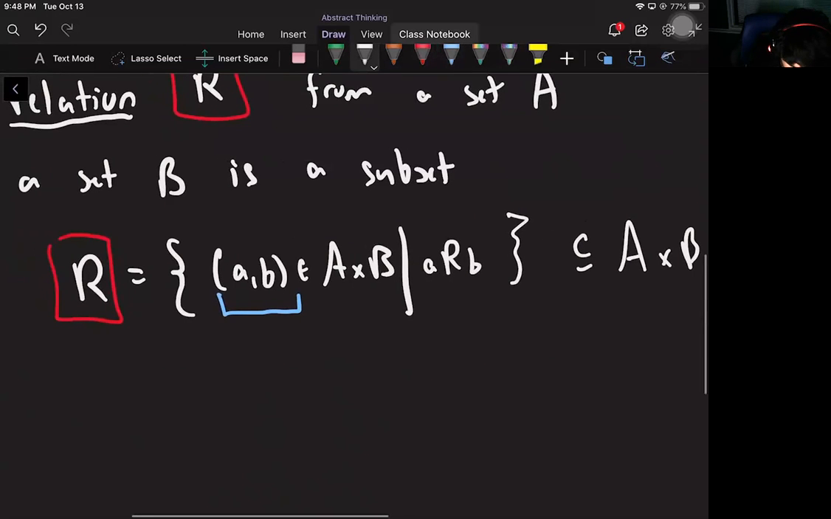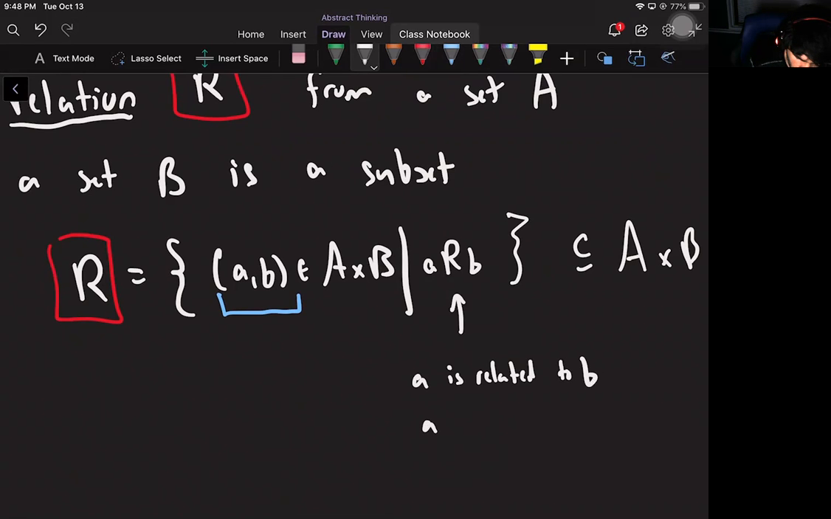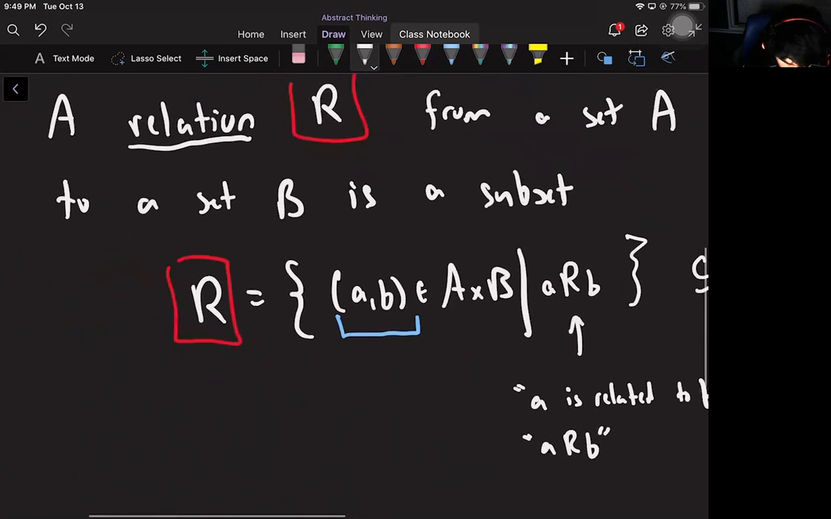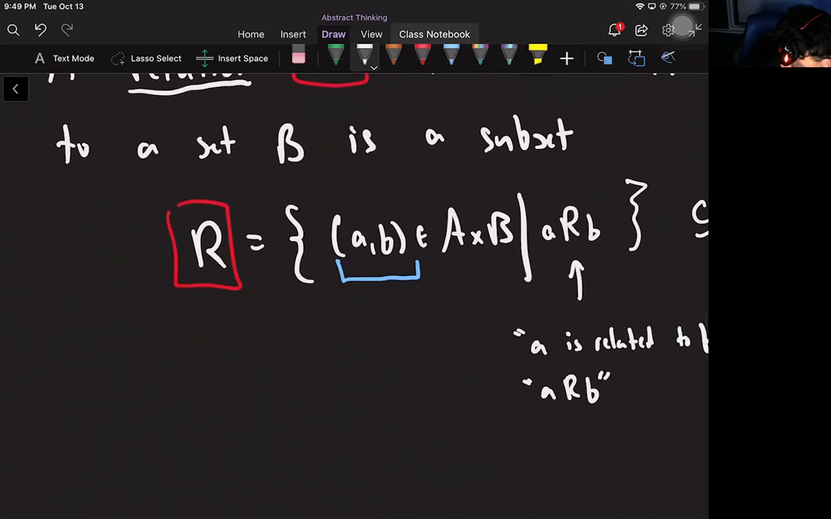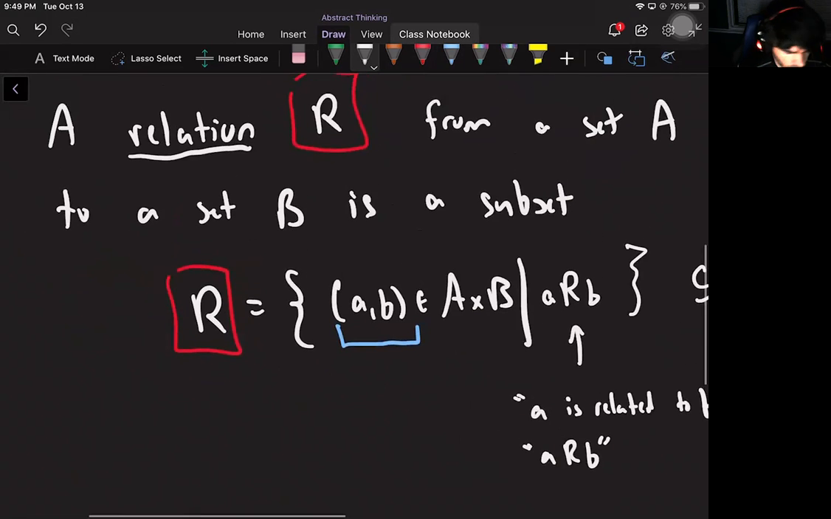depends on the relation. So the way you read this is you could say a is related to b, if you want to say it out loud every time, or just aRb, literally just say the letters. So the relation is the subset consisting of ordered pairs where the coordinates of the ordered pairs are things that are related. And if something is not related to something else, it won't be in this set.